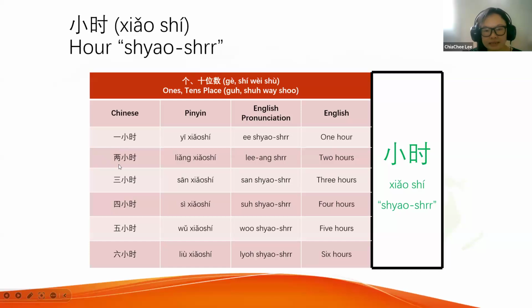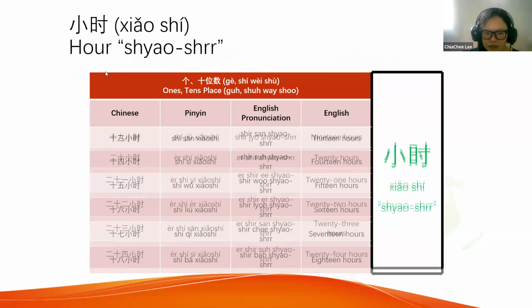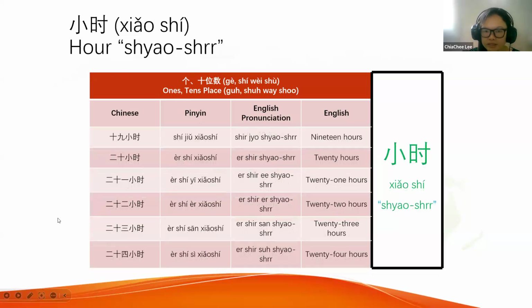Please take note that we are using 2 because we are referring to hours. So we are using this 个位数 and 十位数. So we just place the 小时 behind number 1 up till number 24. So we can see here, I have listed all 24 hours and the pronunciation in Pinyin, English pronunciation. All right. So 一天我们有24个小时.